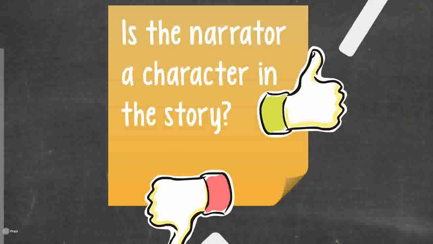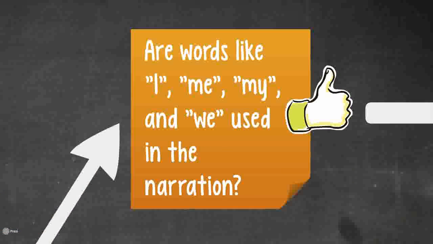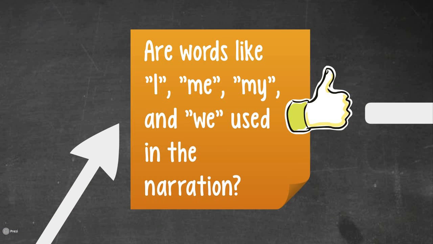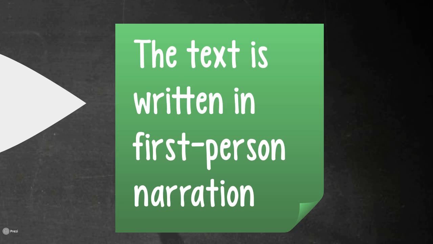The first thing you want to ask yourself is, who is the narrator? Is the narrator a character in the story? If so, then they're probably using words like I, me, my, and we in the narration. If that's the case, then the text is written in first-person narration.